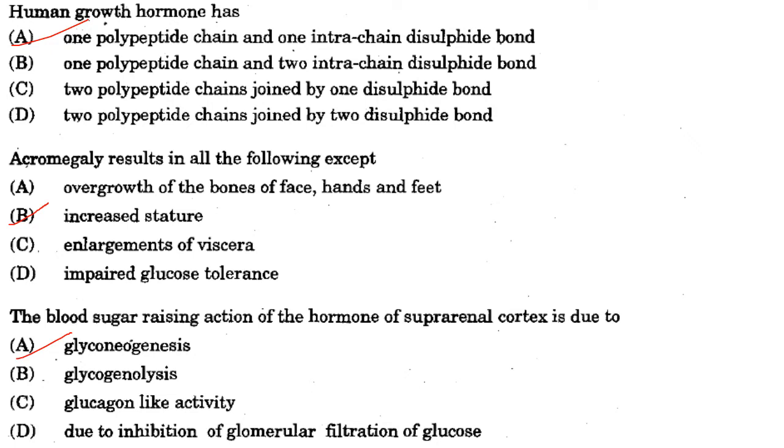Then the blood sugar raising action of the hormone of the suprarenal cortex is due to gluconeogenesis. Answer is option A. Gluconeogenesis is a pathway for the synthesis of sugars such as glucose and glycogen from substances other than sugars. An example is the conversion of lactic acid to glucose.